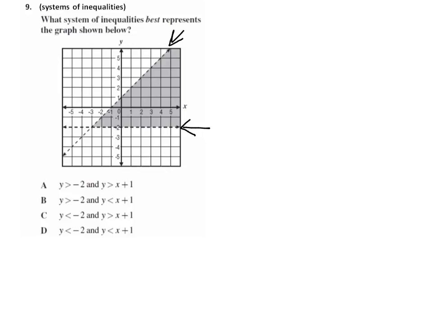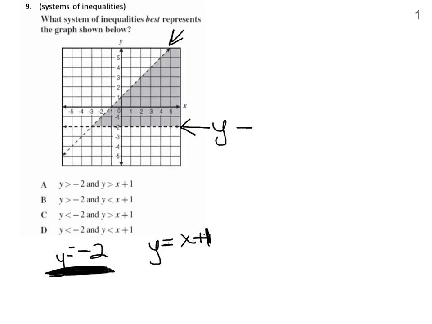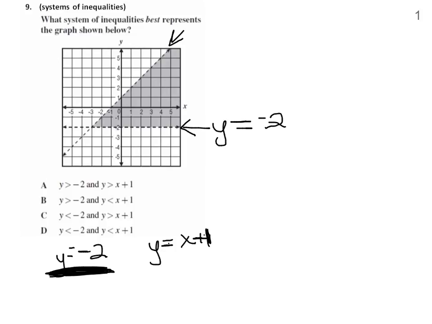So we've got these ones that are like y is either greater than or less than -2, and then we have the ones that are y either greater than or less than x plus 1. Well, we know that anything that doesn't have a slope, it means it doesn't have anything in front of the x, is going to be a flat line. So this must be y is -2, and this one must be y is x plus 1. We can also double check that by seeing that the y-intercept, which is always the number not in front of an x, is 1. And the slope is 1 because it's up 1 over 1, up 1 over 1, up 1 over 1.